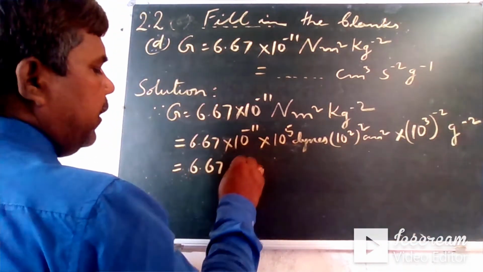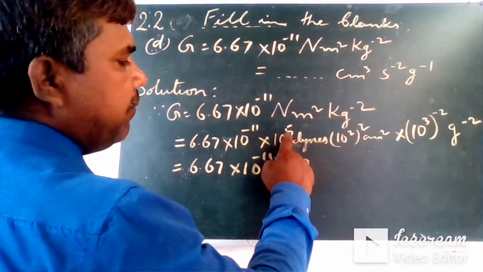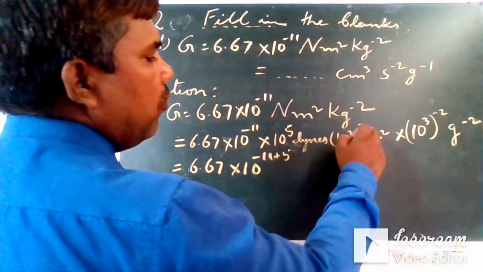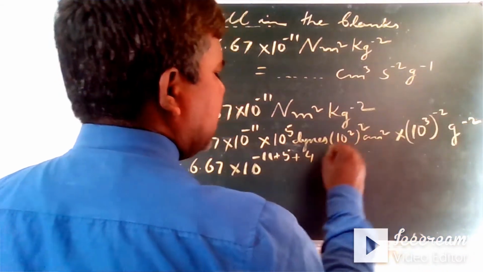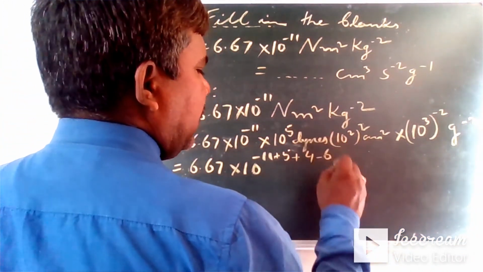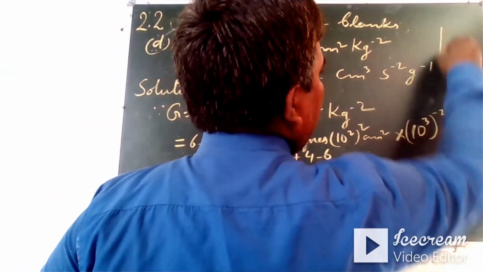Then what is coming? 6.67 into 10 to the power minus 11. See here very easily, 5 will be plus, base same, 4 will also be plus, and here minus 6 will come. And finally it is coming here as dyne. So dyne will be replaced; one more rough for you.